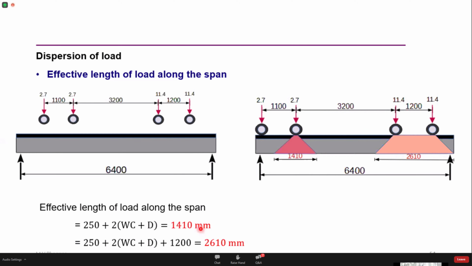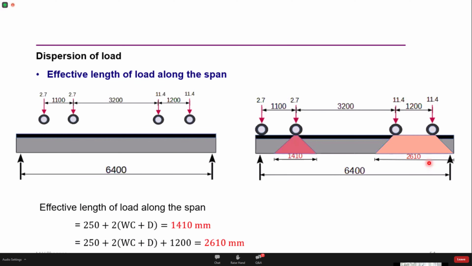So this gives me 1.41 meters. Similarly, I can work out the thickness, the length of the dispersion of these two axle loads. So on the same lines, I can write this expression plus this is the spacing between these two. I can write it. So this gives me 2.61 meters.